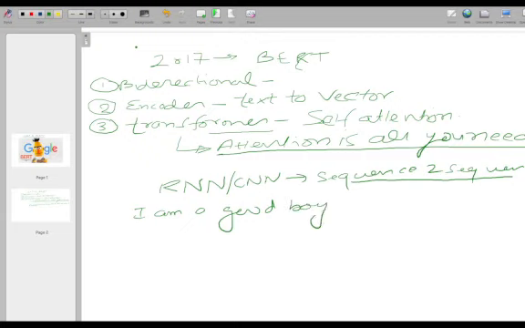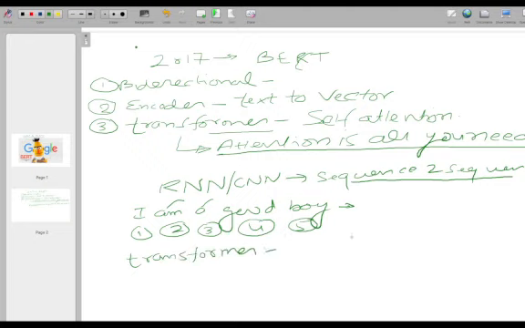In this case, I will be passed to the model first, then am will be passed, then a will be passed. So this will be the first one, this will be passed second, this third, this fourth, and the last one fifth. So sequentially we are passing the data to the model. But with the transformer, because of the self-attention mechanism, you don't need to pass the data in sequential format. You can pass the data in any format that you want.